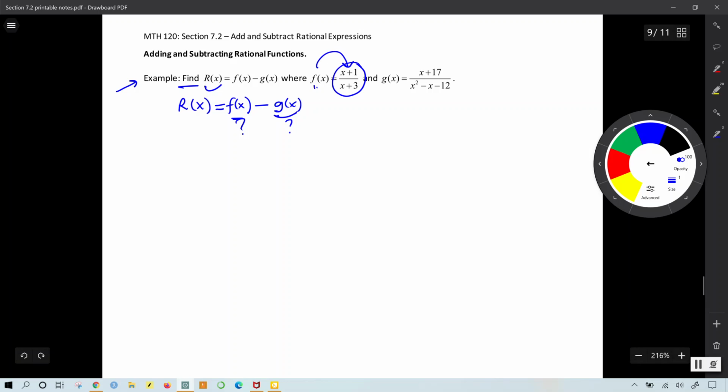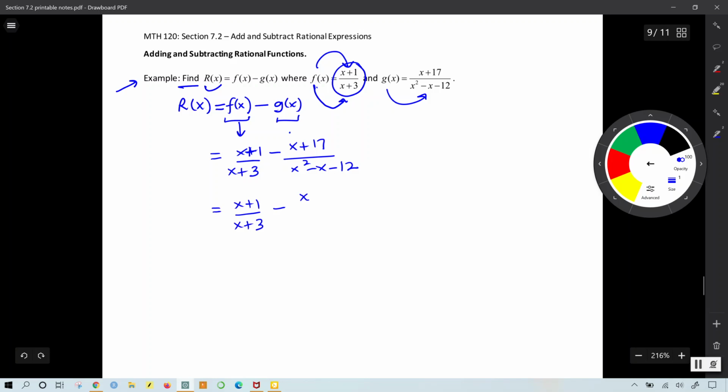The question provides it right here. It says f of x is x plus 1 all over x plus 3, which means we can replace this symbol f of x with x plus 1 all over x plus 3 minus, we can also replace the g of x with x plus 17 all over x squared minus x minus 12. So we have x plus 1 all over x plus 3 minus x plus 17 all over the factored form of x squared minus x minus 12, which is x minus 4 and x plus 3.